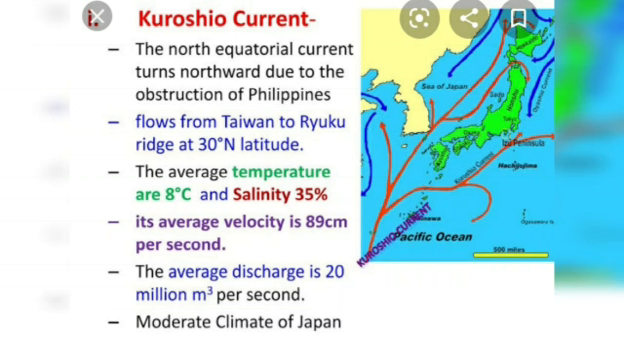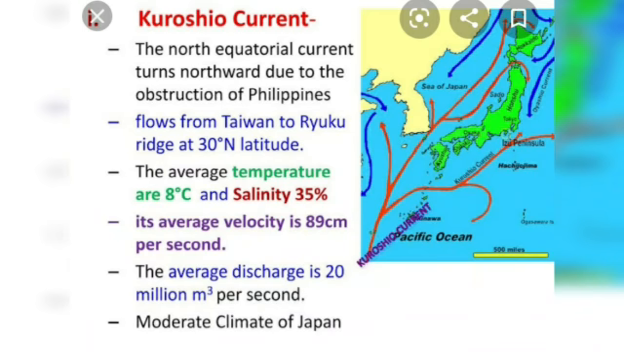Next we have the currents of the Pacific Ocean. In the Pacific Ocean, we have the Kuroshio current, which is a warm ocean current, and it is an important one. It flows from Taiwan to Ryukyu Ridge at 30° north, and it moderates the climate over Japan. The Kuroshio current develops partly because of the Coriolis force and also because of the obstruction of the Philippines in the flow of the North Equatorial current.